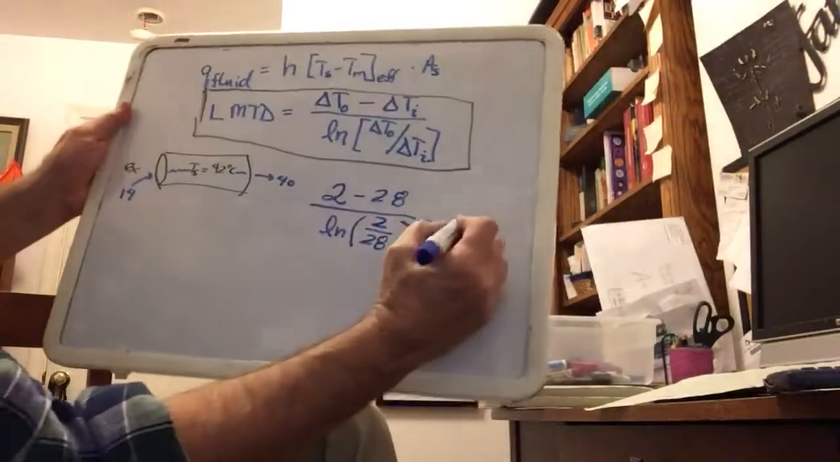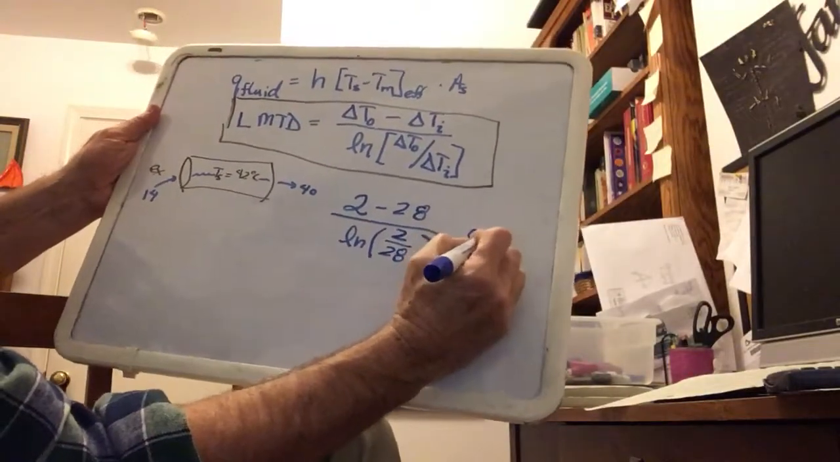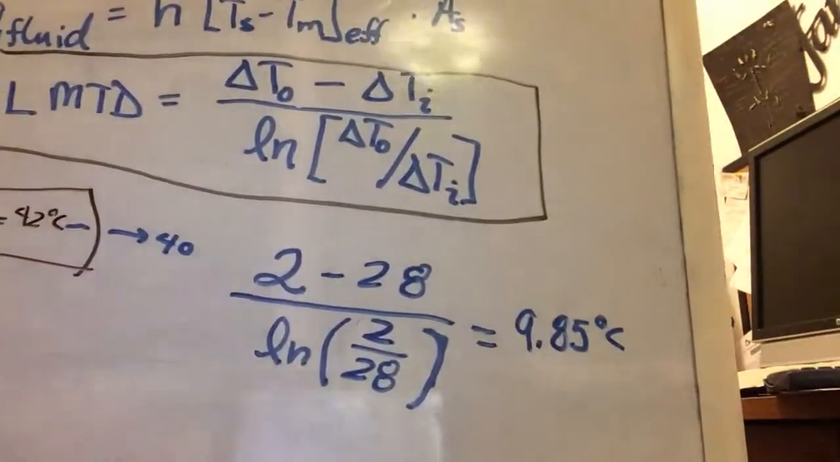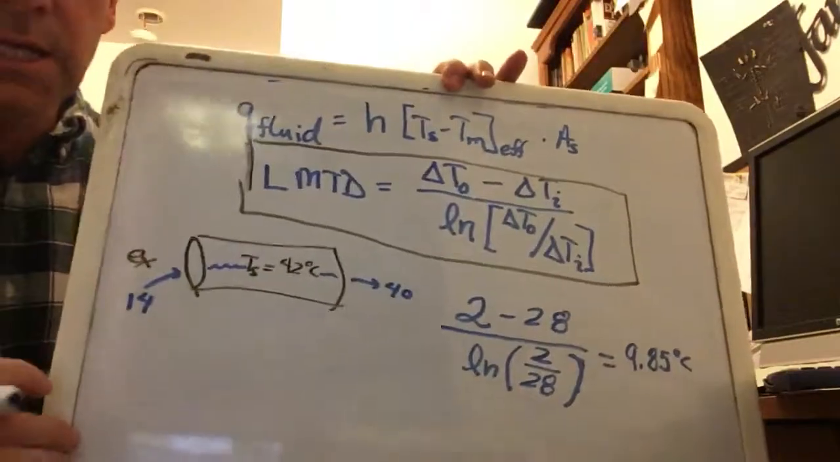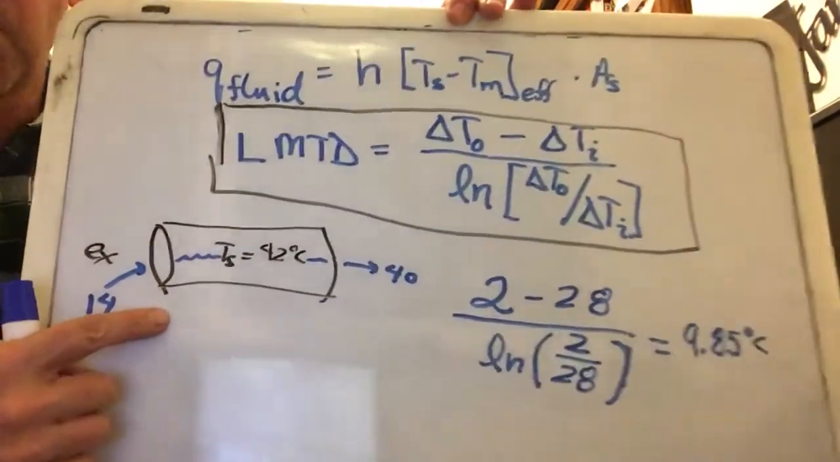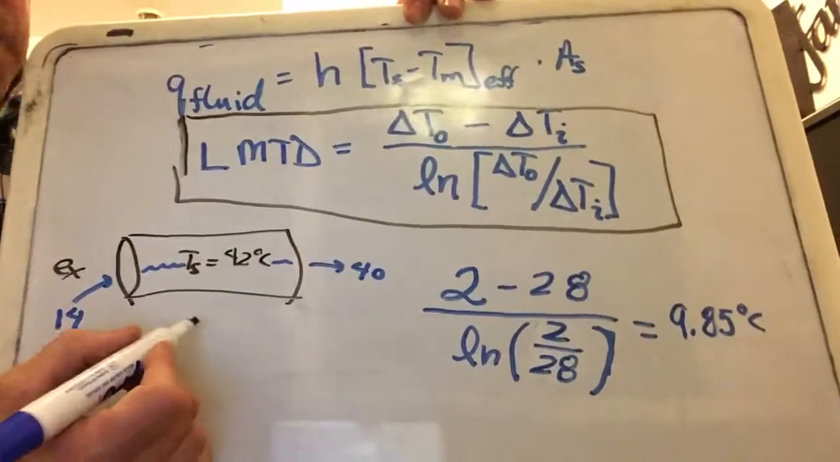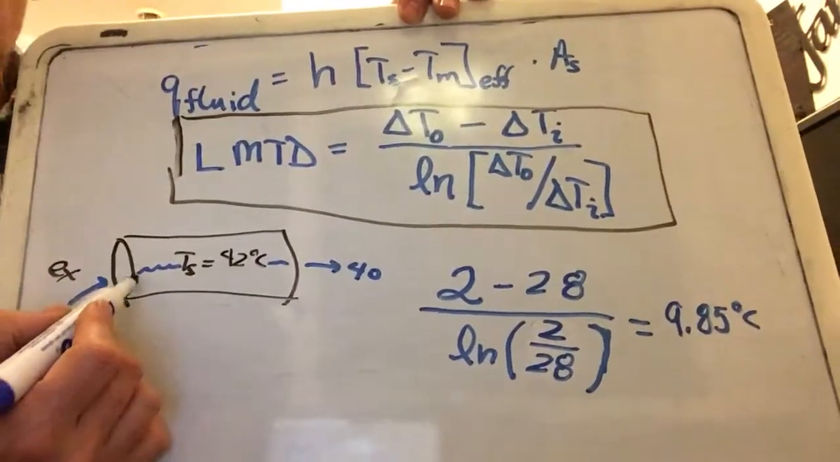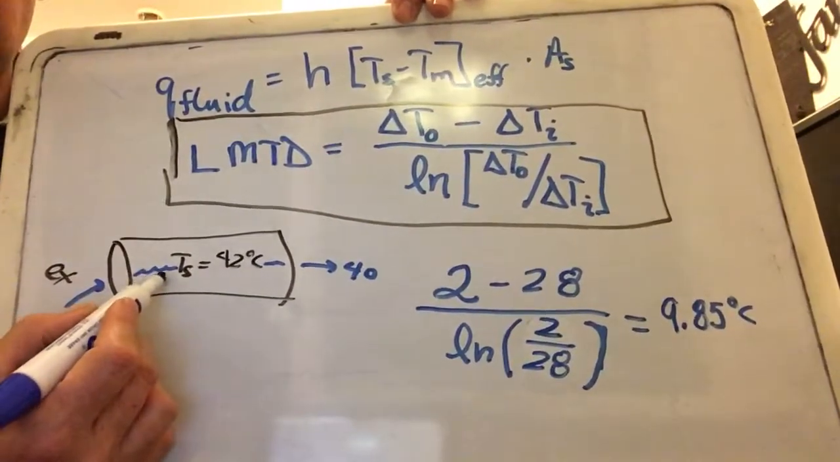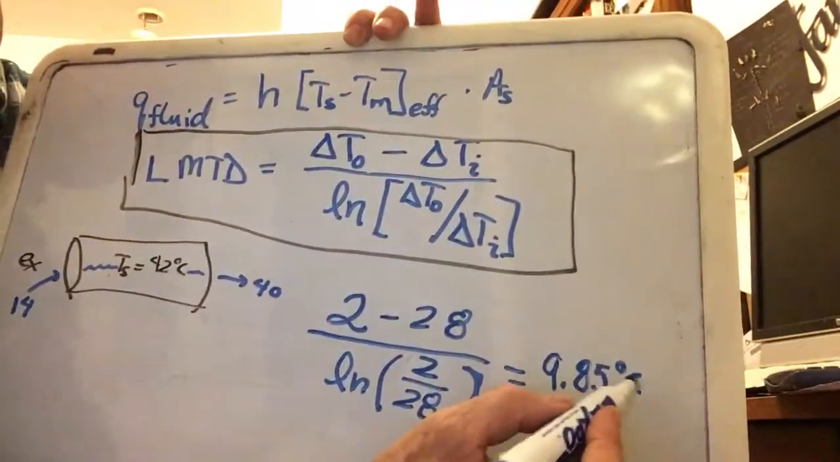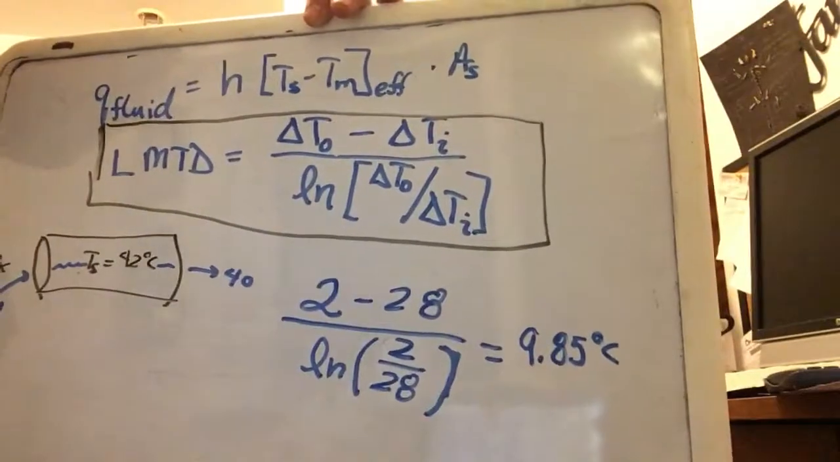Okay, so my calculator gave me 9.85 degrees C. That's a positive number, and that makes some sense. We were saying that we had a temperature difference of 28 over here, 2 over here. The average between that is about 15 degrees, but this big temperature difference does not last for very long in the pipe, and pretty soon we get down to a small temperature difference. So there it is, it's 9.85. All right, well then that's it.